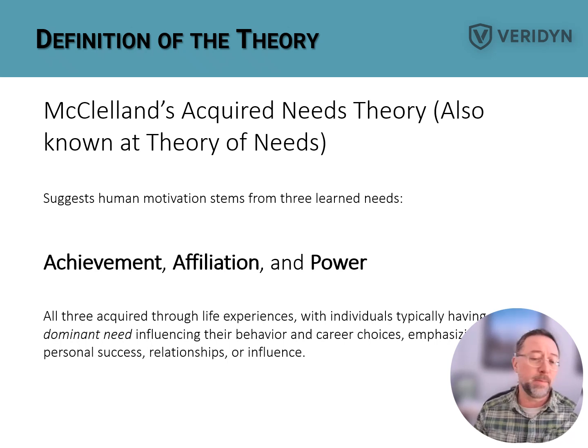whether it's through parenting, through jobs, through socializing. The idea is not that one person has an equal amount of each, but that there is one dominant need per individual, whether it's achievement, affiliation, or power. A higher need in one of those three influences their leadership and their relationships.